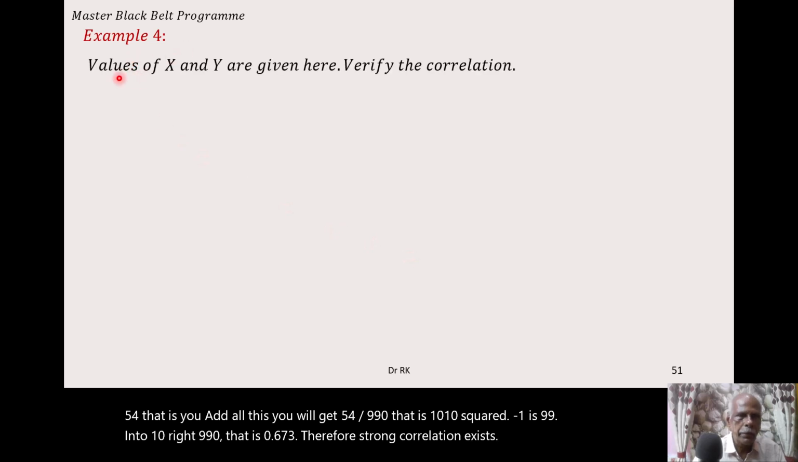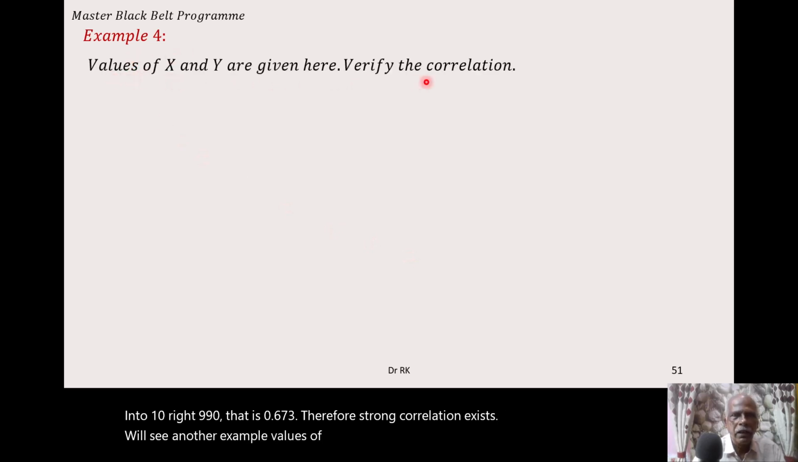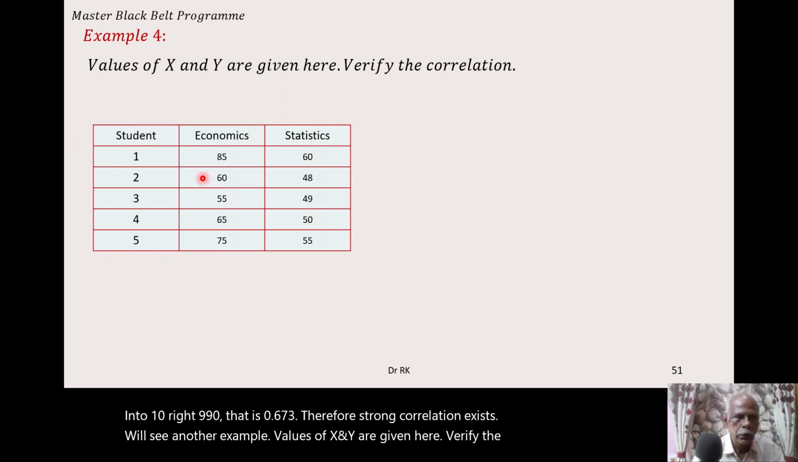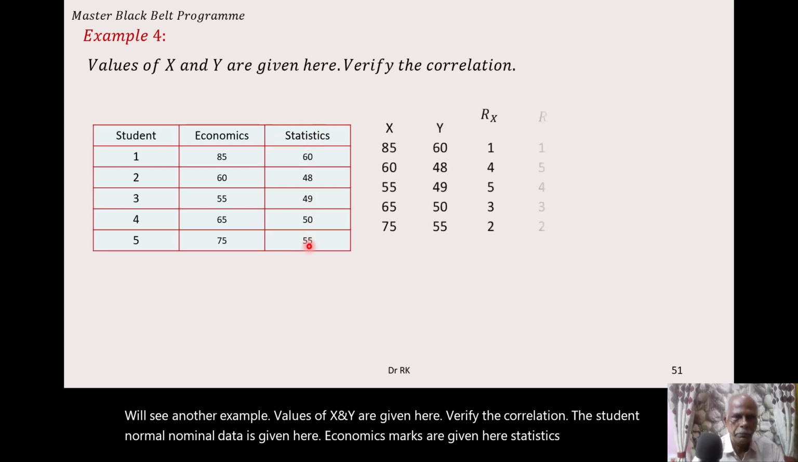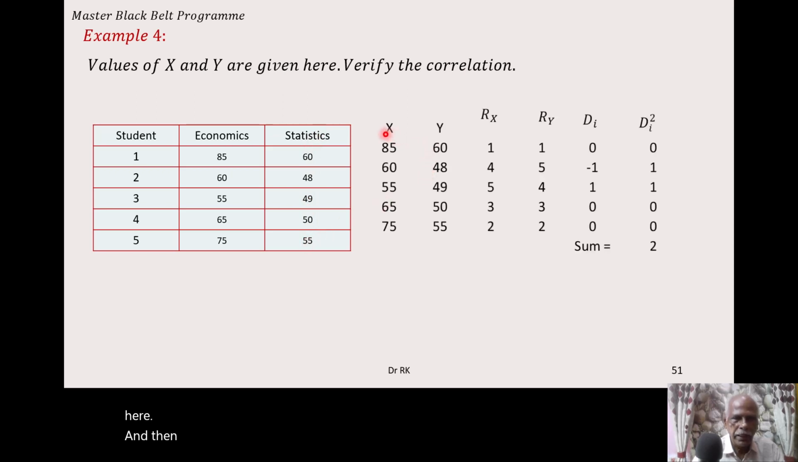We will see another example. Values of x and y are given here. Verify the correlation. The student nominal data is given here. Economics marks are given here. Statistics marks are given here. And then I am giving it in column format, x marks, y marks.